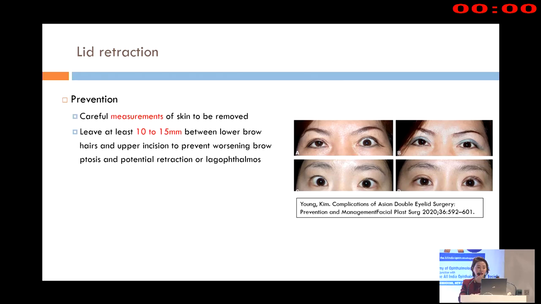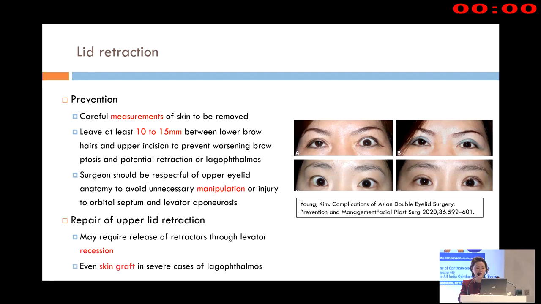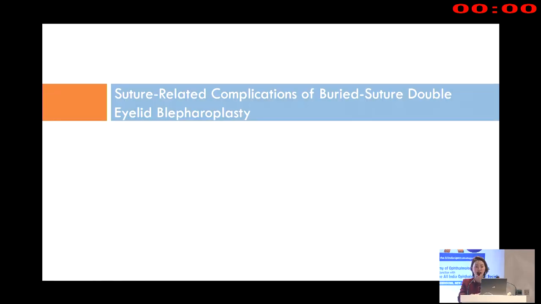So how do we prevent it? Careful measurements, and we talked about this in the previous lecture. Leave at least 10 to 15 millimeters of anterior lamella, and then of course be respectful of eyelid anatomy and avoid unnecessary manipulation or injury to the septum and the aponeurosis. If you want to repair it, you may require release of the retractors through levator recession, and like I mentioned in the previous lecture, even a skin graft, whether it's pre or post auricular or supraclavicular skin graft in severe cases of lagophthalmos.